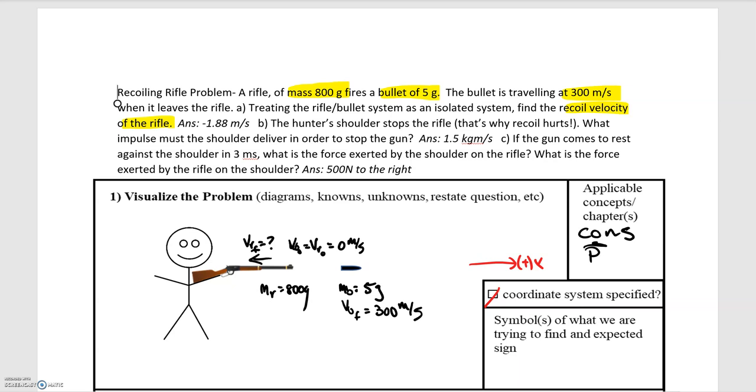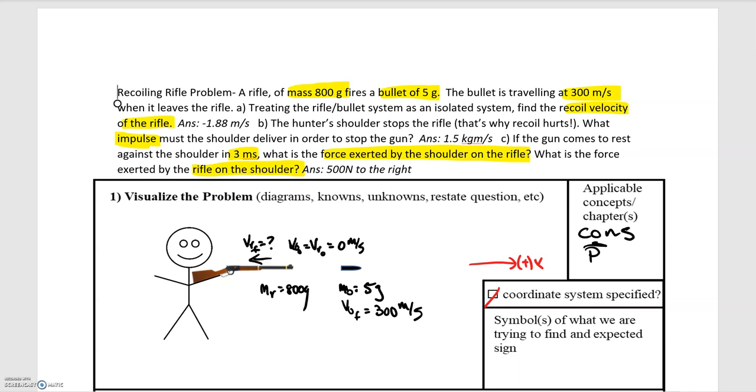Now we can move on to the next part of the problem. We're asked, the hunter's shoulder stops the rifle. That's why the recoil hurts. What impulse must the shoulder deliver in order to stop the gun? So we're looking for an impulse. And then for part C, if the gun comes to a rest against the shoulder in 3 milliseconds, what is the force exerted by the shoulder on the rifle? And then we're asked about the rifle on the shoulder. We'll be able to answer that last question fairly quickly.